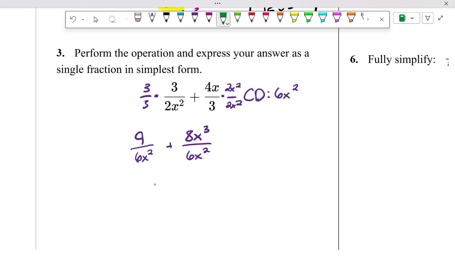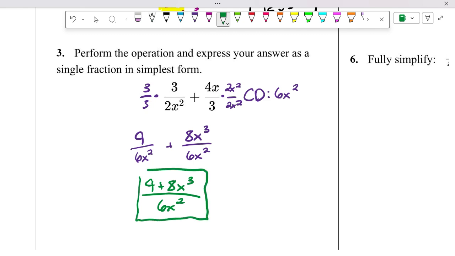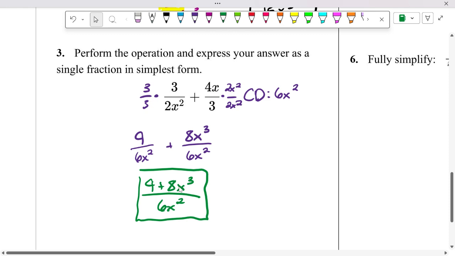Now from here, your last step is just to combine them into one fraction. So they all have the 6x squared, so we can just write it as one big fraction. Then, do 9 and 8 have anything in common, GCF wise? Nope. Because of that fact, and there's no x with the 9, we're done. So that's literally your answer. So if you put it in, you should get it correct.